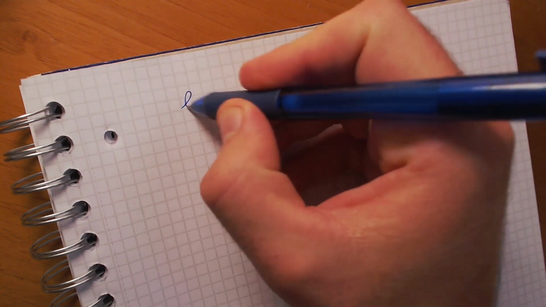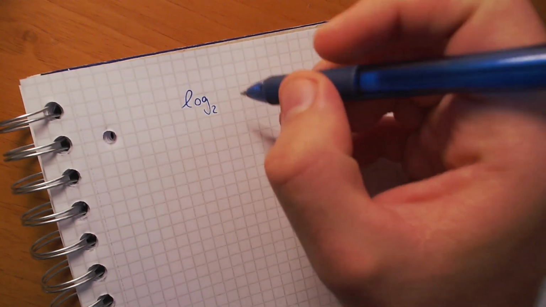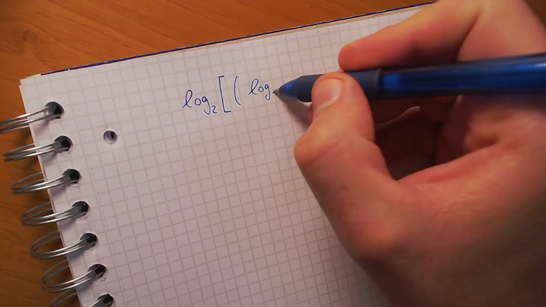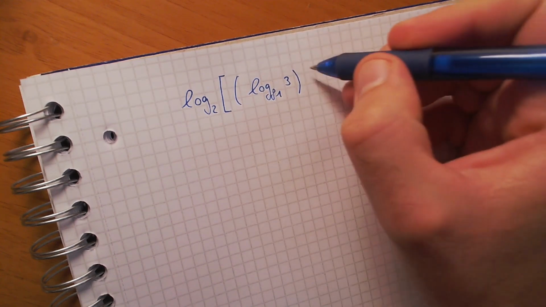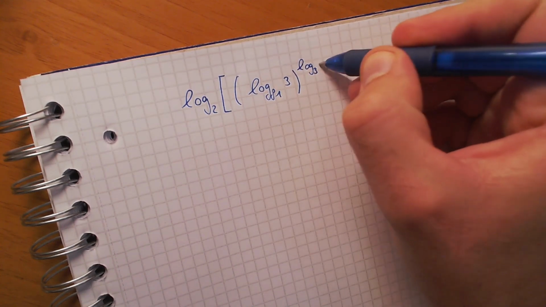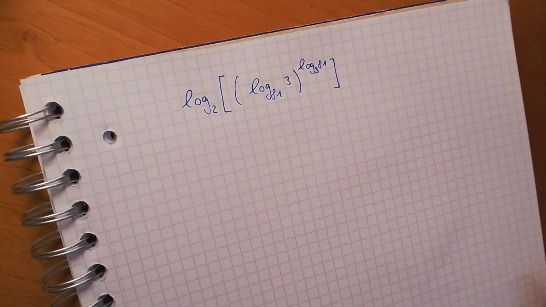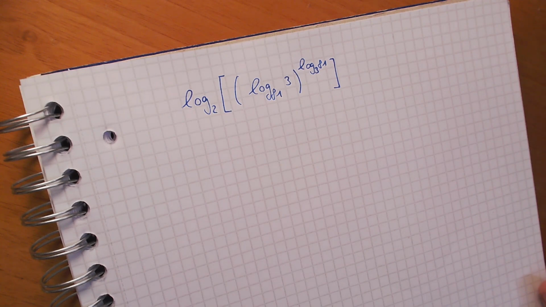So the first exercise asks us to find the value of this logarithm. This is taken, I think, from an American exam, and we have to find the value of this number, of this logarithm.